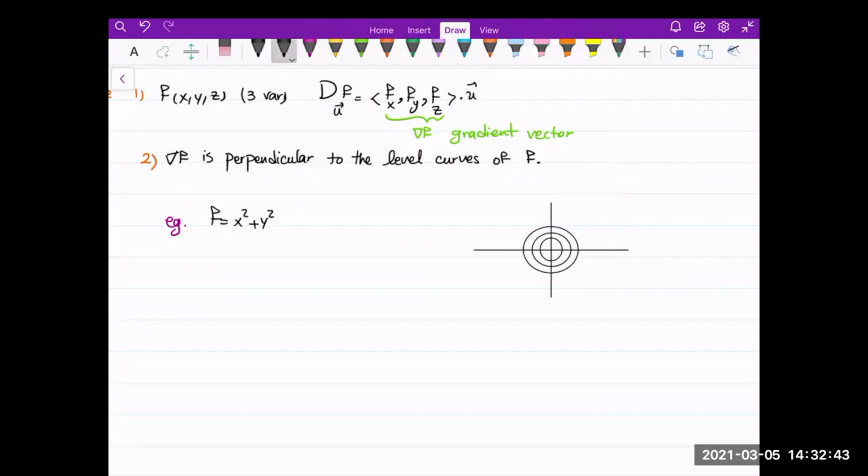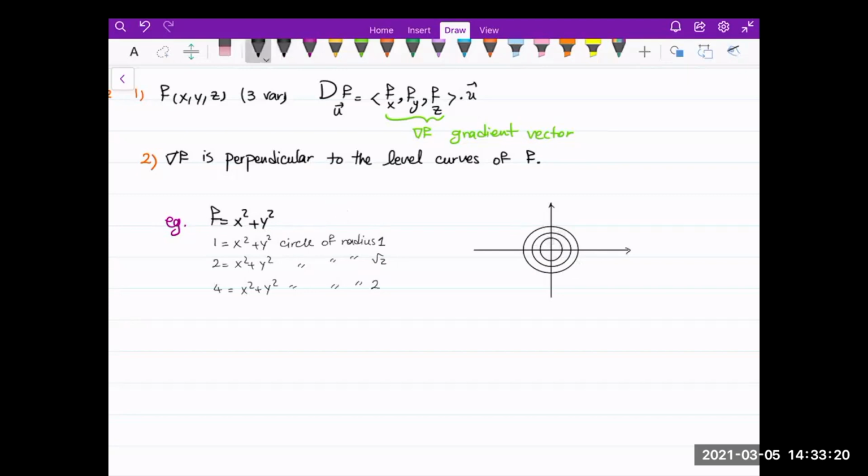Like this. How do we say that? The f here is z, so we say z equals some constant. This is a circle of radius 1. Then, for example, this one is a circle of radius root 2, and this is a circle of radius 2, right? So the level curves are those.